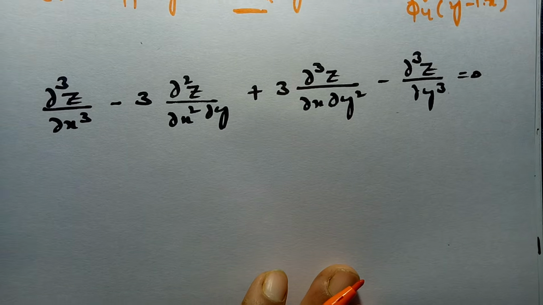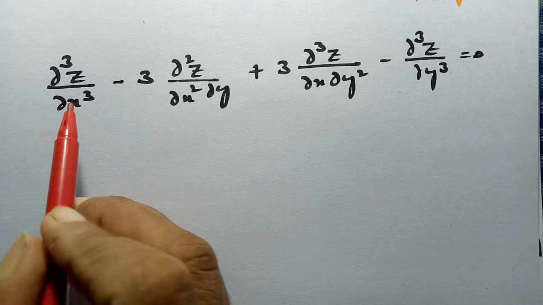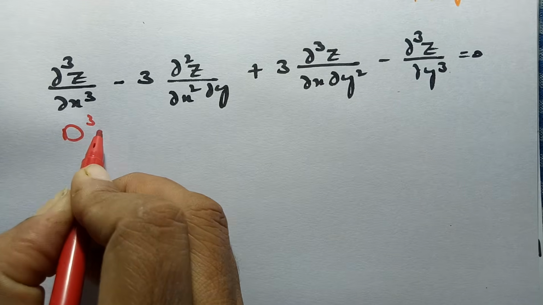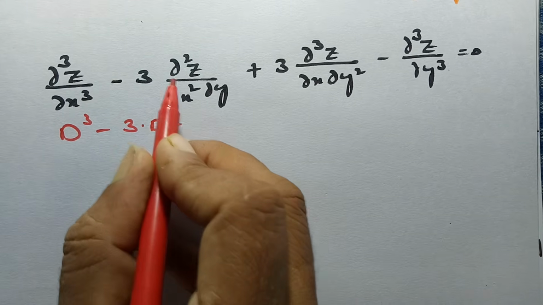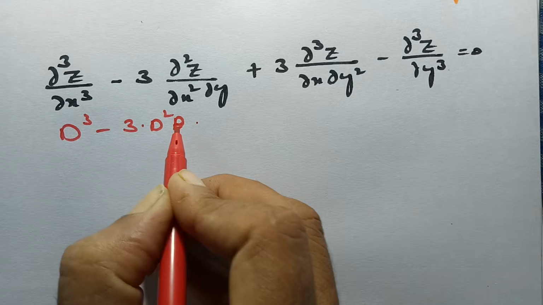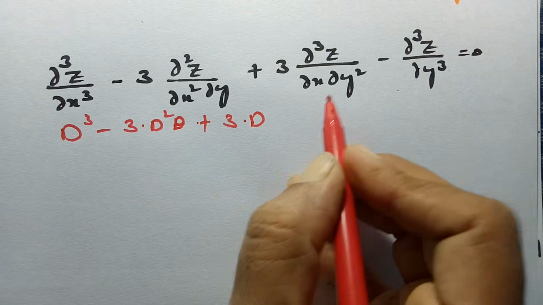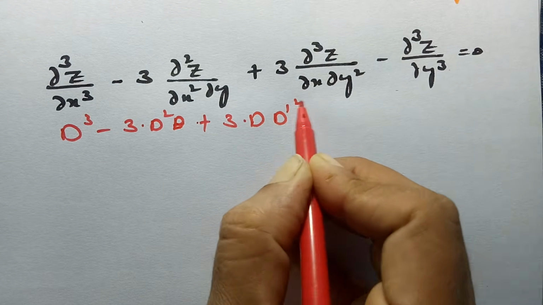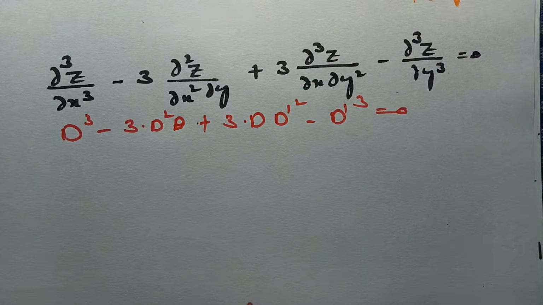So the next one, see how to solve this. This is x cube, so it can be written as D cube minus 3 times ∂³z/∂x²∂y, which is D square into D dash, plus 3 times of D. Only one D is there. For y square it represents D D dash square minus D dash cube is equal to 0.